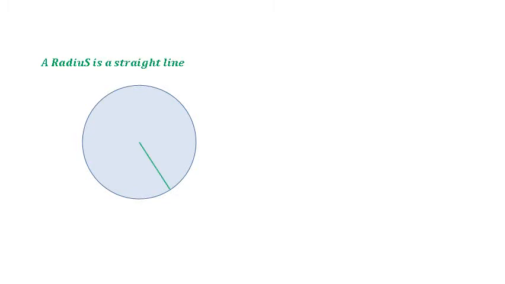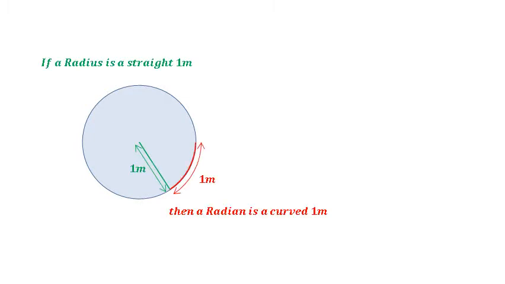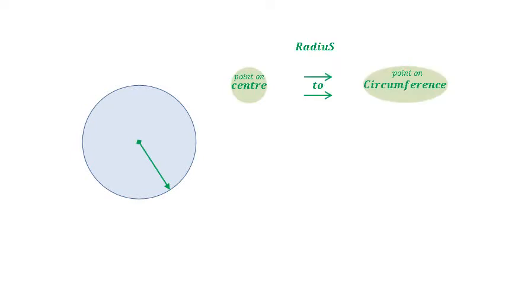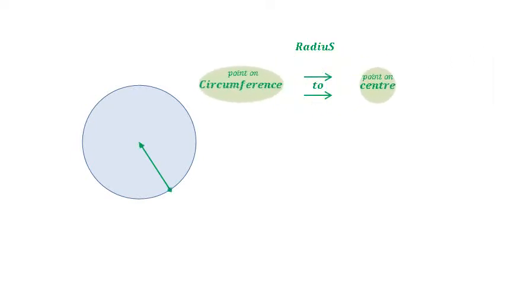A radius is a straight line. A radian is a curved line. If a radius is a straight 1 meter, well then a radian is a curved 1 meter, because they are always the same length. A radius goes from the point in the center to a point in the circumference, or back the other way, and it's always a straight line.